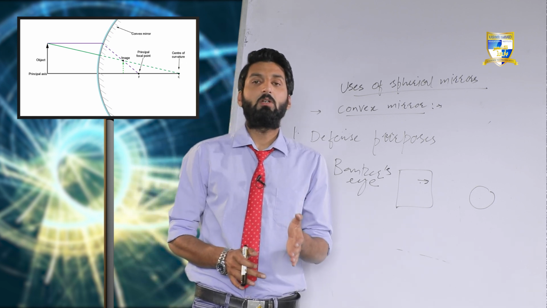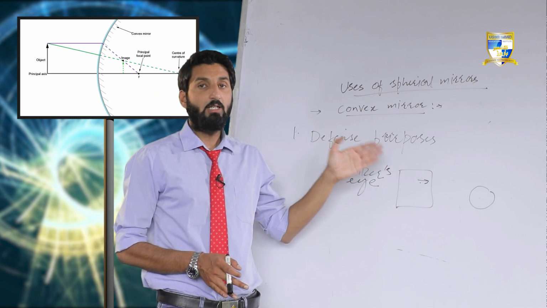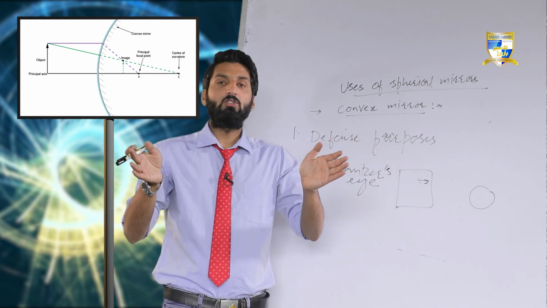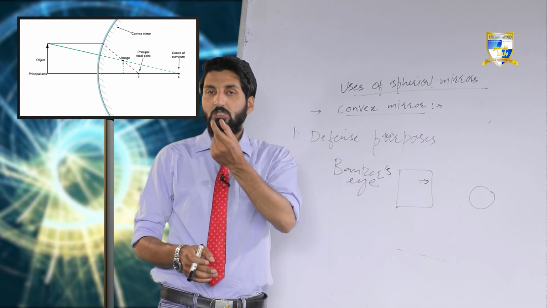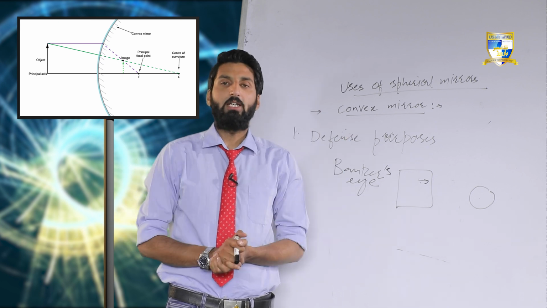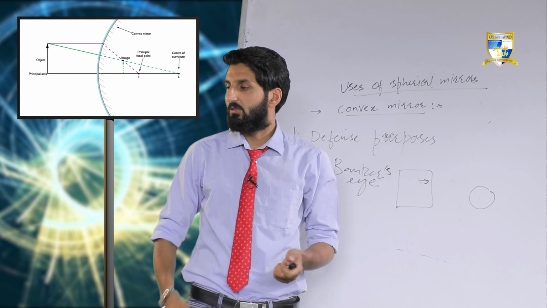But we must remember one thing, the use of convex mirror is based on the fact that it diverges the rays of light, it encloses a wide area in it, though the image formed is small, but it encloses a wide area in it. Okay, so these are the main uses of convex mirror.